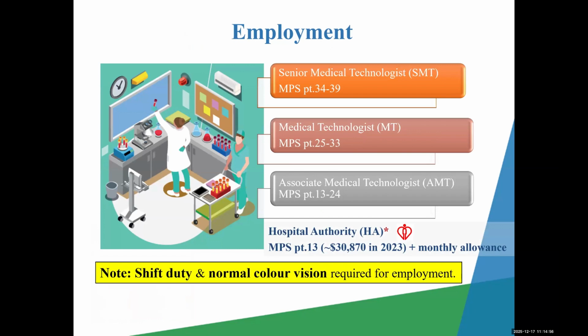So when you're a graduate, more of the candidates will try to apply for the HA, the MLT position. The position to start with is the associate medical technologist. Usually they will start with point 13. Point 13 in 2023, I think the salary already increased a little bit, to around 32,000 per month, excluding the monthly allowance. With the monthly allowance, I think it's about 33,000 Hong Kong dollars per month.